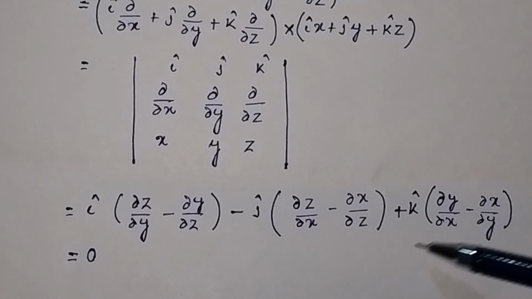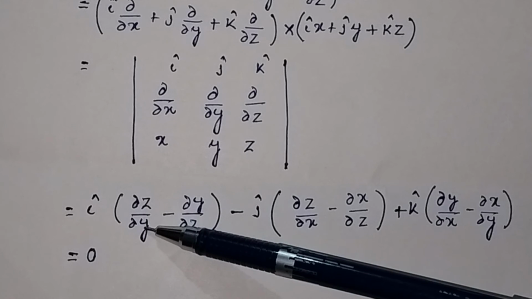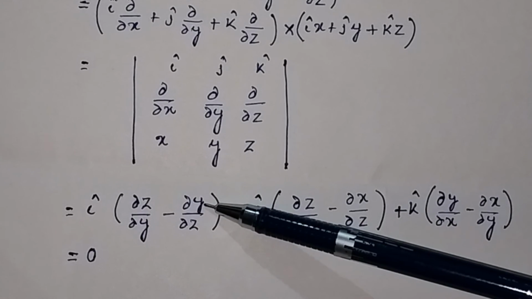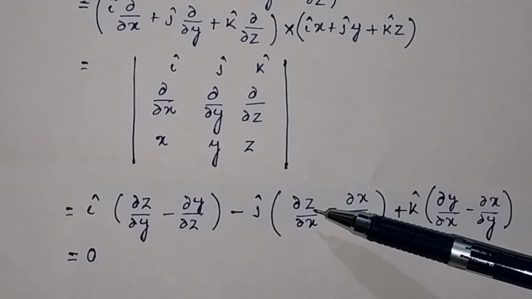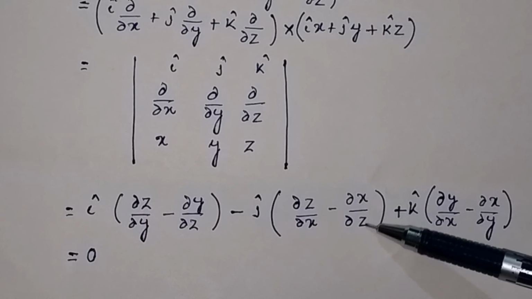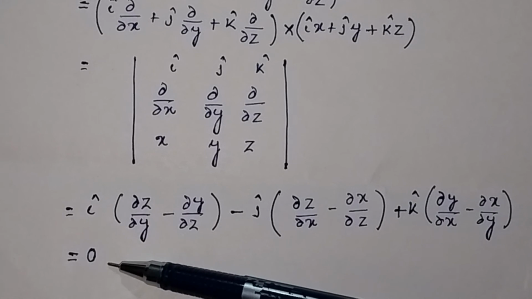So you have partial derivative of y with respect to x minus partial derivative of x with respect to y. If you take the partial derivatives, partial derivative of z with respect to y will be equal to 0. Similarly, partial derivative of y with respect to z will also be equal to 0. Similarly, partial derivative of z with respect to x will be 0. Partial derivative of x with respect to z, 0. These two terms also 0. Partial derivative of y with respect to x, and partial derivative of x with respect to y, also 0. So the final result is equal to 0.